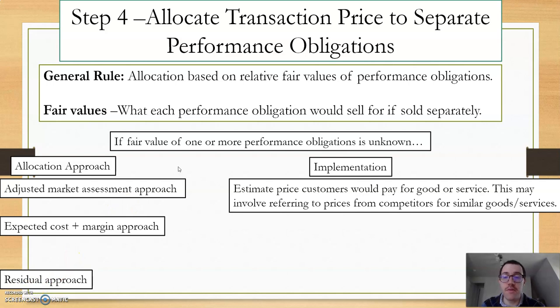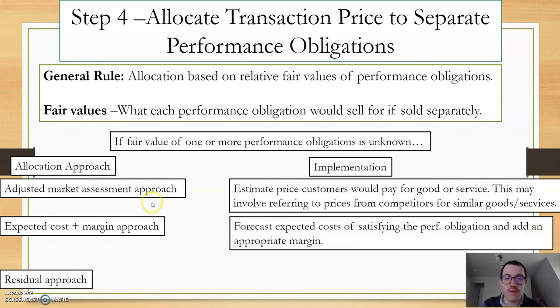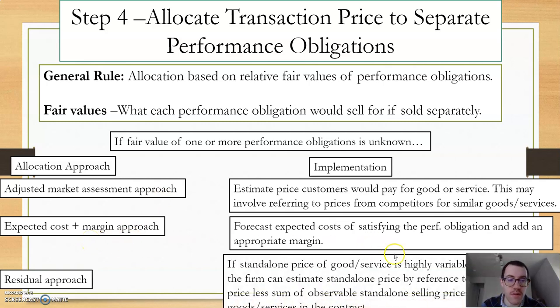The next best thing you could do is an expected cost plus margin approach. So here you would forecast the expected cost of satisfying the performance obligation and add on an appropriate margin and say that that is the fair value of that performance obligation. Then there's the residual approach.